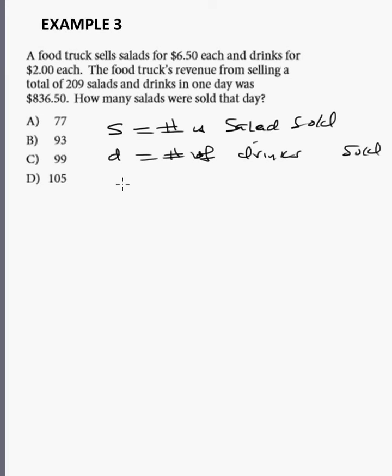The food truck's revenue from selling a total of 209. So we know that salad plus drink is equal to 209. That's our first equation. And then the salad costs 6.50, so that means 6.5S plus 2 times D should be equal to the total revenue, which is 836.5. How are you going to solve this?